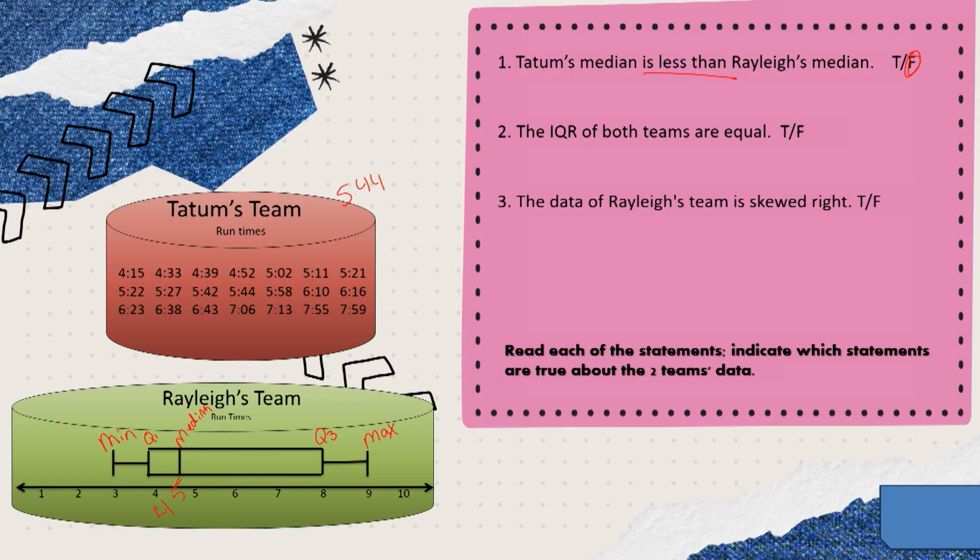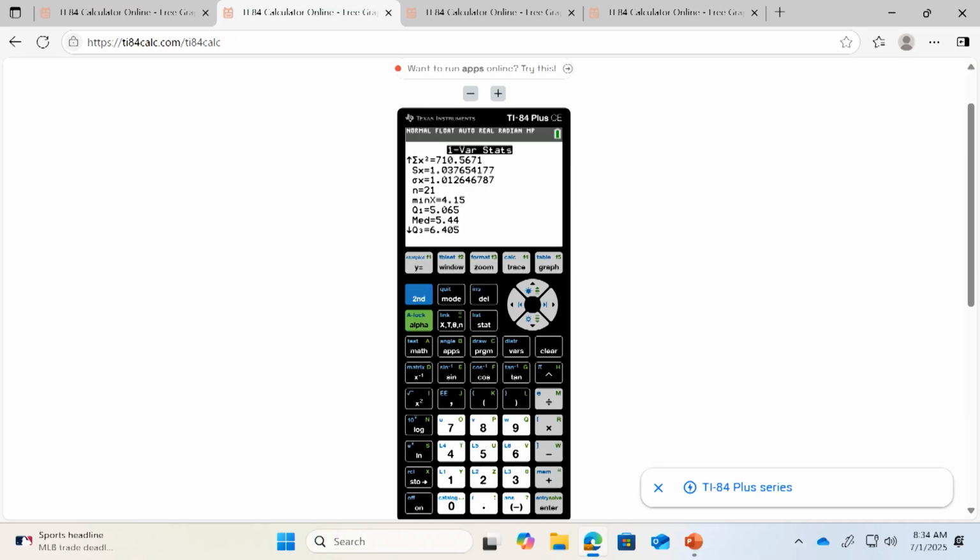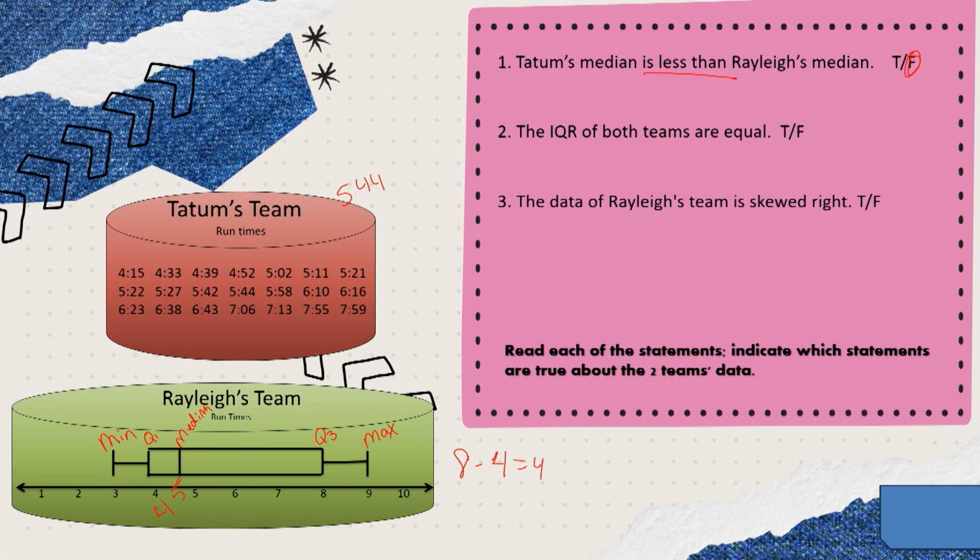His is more than. So it says the interquartile range of both are equal. Well, let's first get Riley's interquartile range. We're going to take 8 and subtract 4 from that, and that's going to be a 4. Now let's go back and look at Tatum's. So Tatum's is 6.4 and 5.0. 6.4 minus 5.0. So are those equal? No, they're not. That is false.